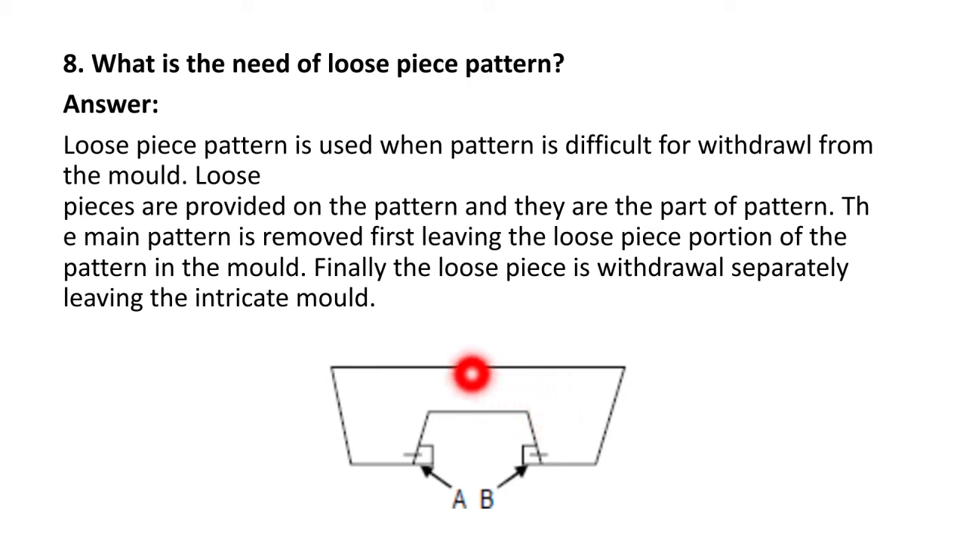So firstly, the main part is removed from the mold and after that the loose pieces are removed so that you can get a cavity which includes the main part as well as loose pieces. If you remove this pattern completely, then your cavity will get distorted. Okay, so first the main part will be removed and then loose pieces get removed carefully.